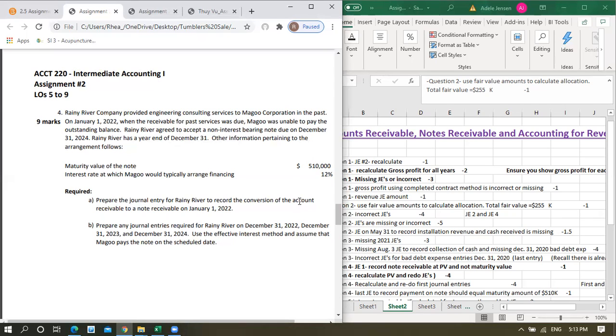Okay, the journal entries for the interest revenue was fairly well done. Now for the interest, ensure that we're using that present value that we recorded in that first journal entry. We're multiplying that by the interest rate at which Mango would typically arrange financing. So we're using that 12%. And then from there, for each interest entry for 2023, for instance, now we're just increasing the value of the note receivable by that amount that we calculated in that prior entry. And then we're now multiplying that new carrying value of the note receivable by that market rate of 12%.